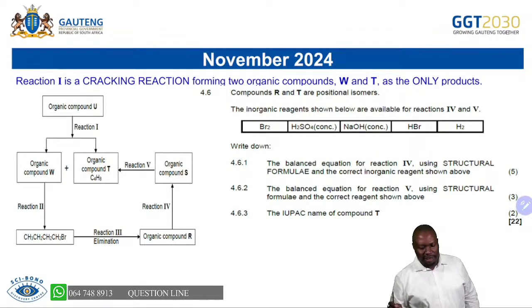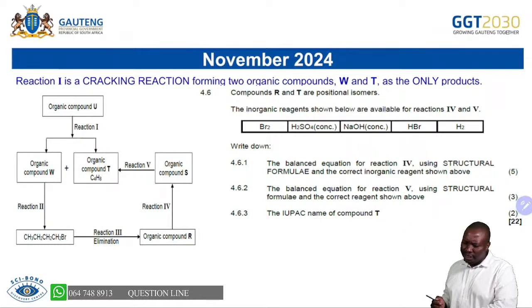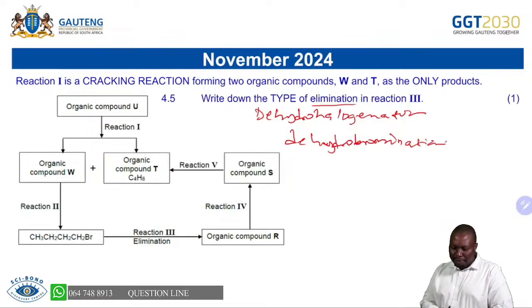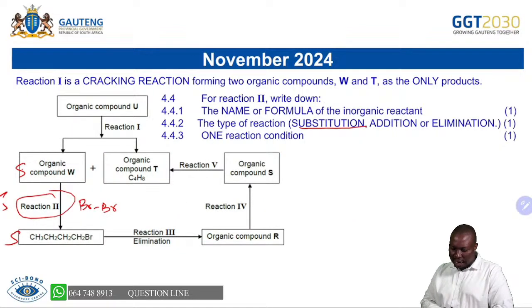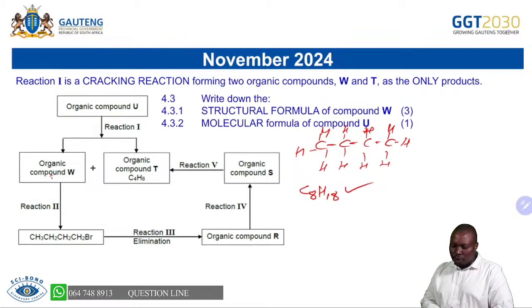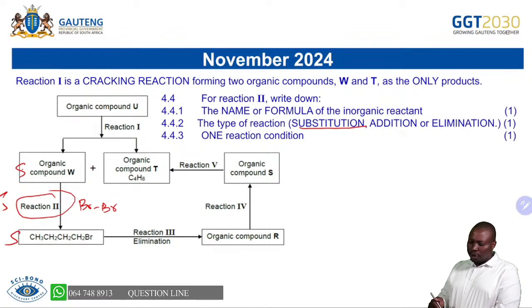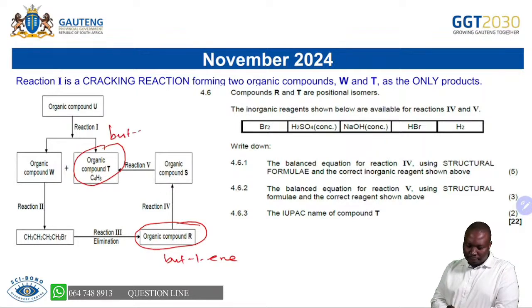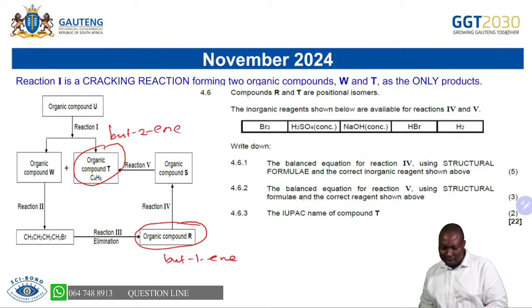And then last but not least, they are saying here compound R and T. Remember, we have done compound R in the previous slide, where we said it's but-1-ene. So that information helps you to say, okay, if this is but-1-ene, it will mean that this is but-2-ene. That's the meaning of it. They are positional isomers. That's what the statement said.